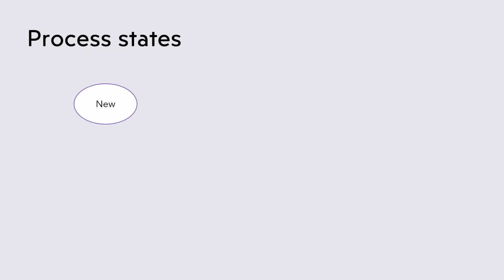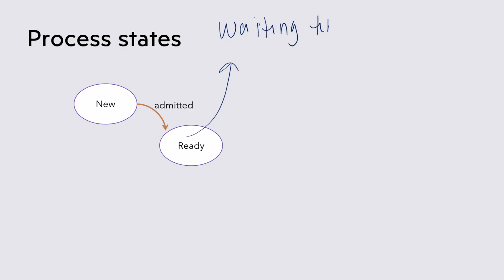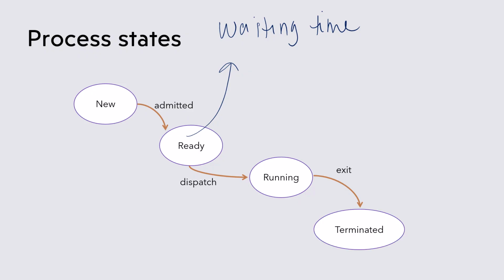So here's a diagram of this. A process could be new. Once it's new, it gets admitted into the system. The transition should be labeled as well. It's ready. This means it's ready, sitting there. And when it is ready, it is accumulating what's called waiting time. It's accumulating waiting time because it's waiting for the processor. So it's actually ready to go, but some other process is using the processor. Then it gets dispatched and it's running. Then when it's done running, it will exit and be terminated.